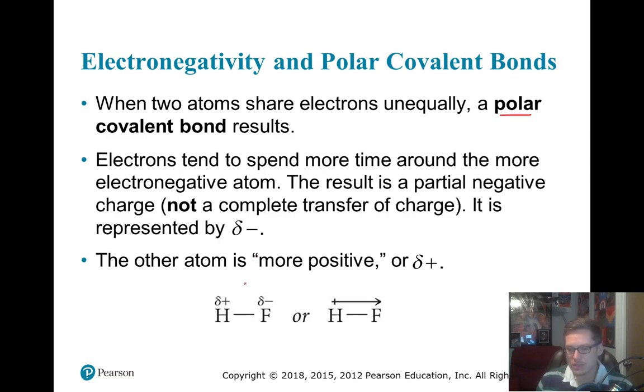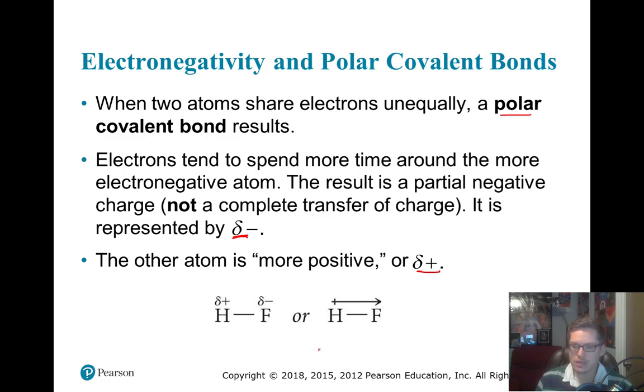We have two ways of representing that. One way uses symbols like this. This is a lowercase delta, and it stands for partial. So this means partial negative, and the other one would be partial positive. We should put the partial positive on the hydrogen side here, and the partial negative on the fluorine side. Then we can also use this symbol, simply an arrow with a plus on the side that's positive, and the arrow points to the side with more electrons.